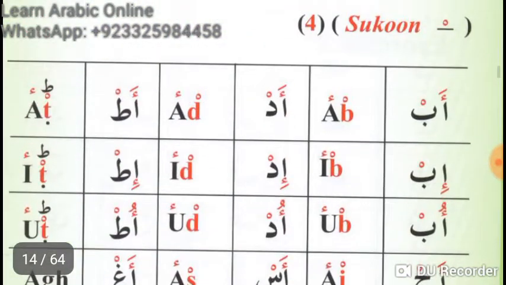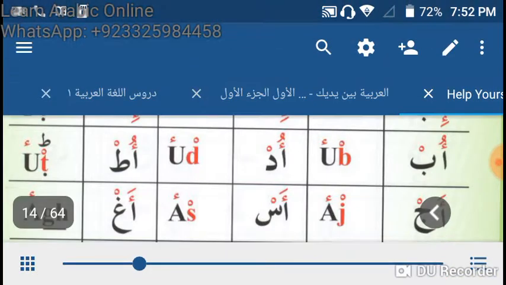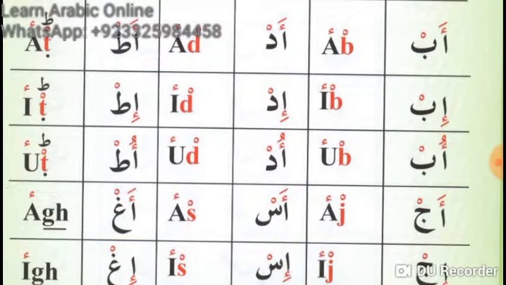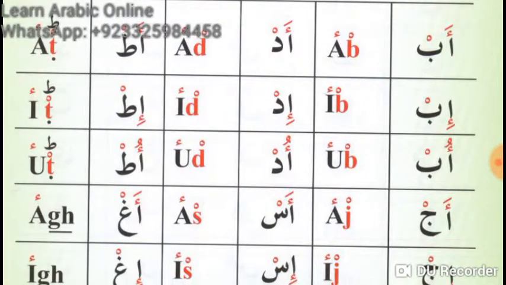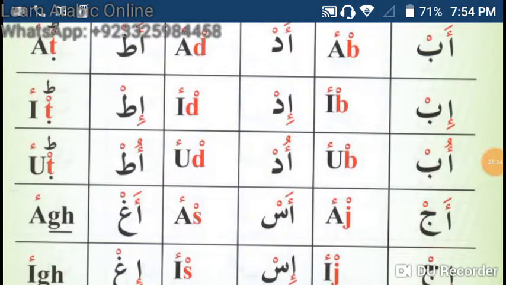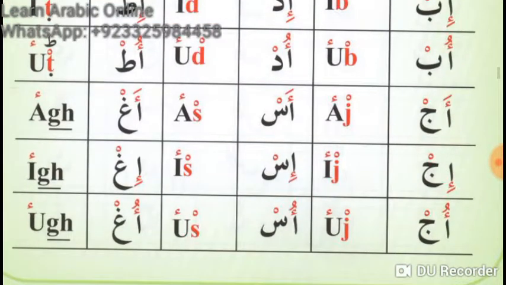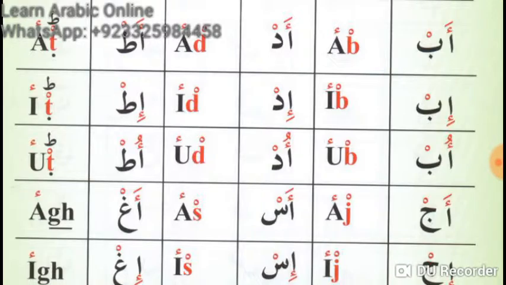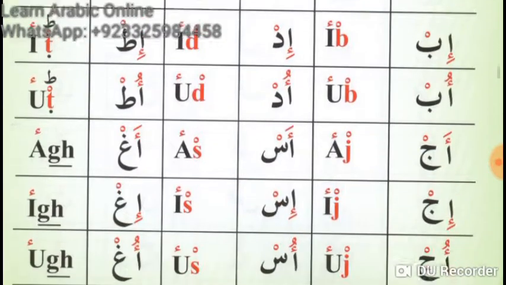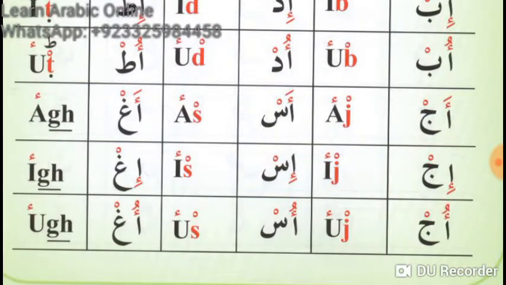Now read the alphabet again. All this. Okay, just like Abu, Ibu, Ubu, Aji, Iju, Uji, like this. Start reading. Abu, Ibu, Ubu, Aji, Iju, Uji, like this. Okay, okay. Abu, Ibu, Ubu, Aju, Iju, Uju.